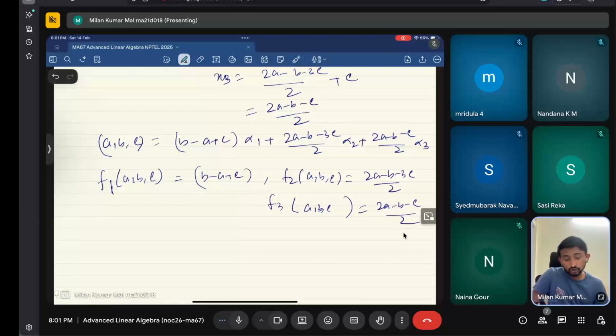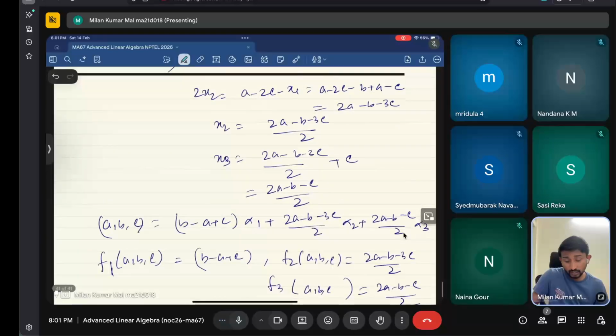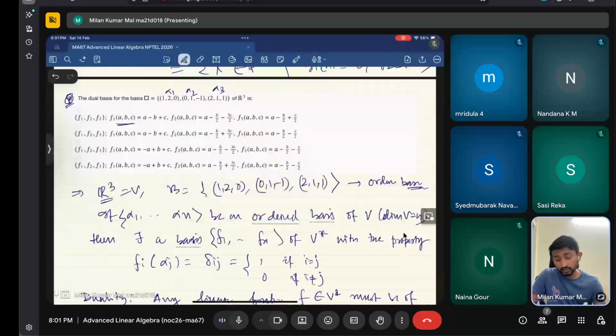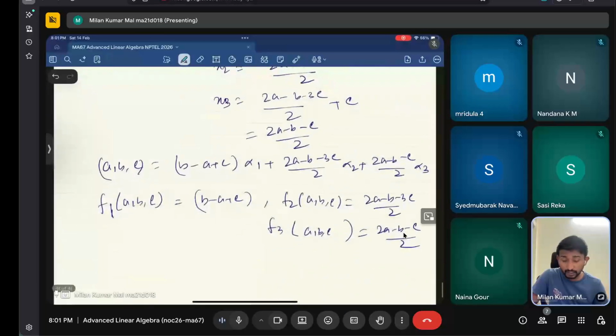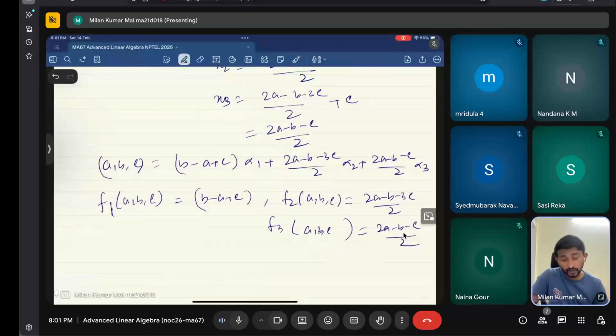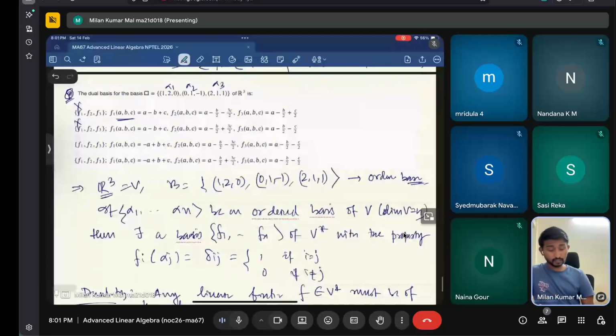So let me check b minus a plus c. Where are the options? The options are here. B minus a plus c is possible with only these two. The first two are not correct, so these two are not completely possible. This I have to check because that's not matching. So minus a plus b plus c. So the other two options have to match. So the first option is matching with both of them. Okay, the last two options are also matching in these two cases. So we have to check with only x2.